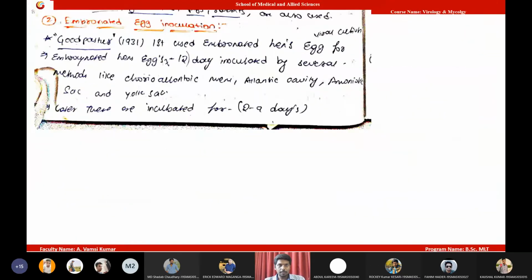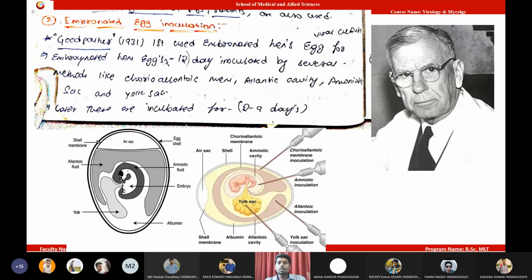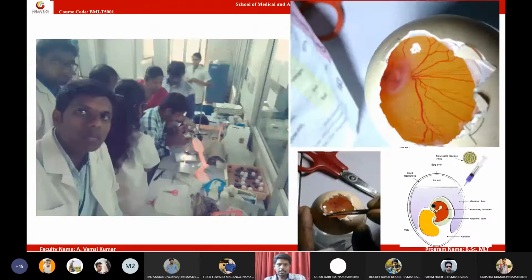So then we got an alternative approach, which is embryonated egg cultures. In the embryonated egg cultures, we can use the embryonated egg as a culture medium for growing the viruses, and various viruses will grow in various locations of the embryonated egg. So now we need to know the basic anatomy of an embryonated egg. Even I myself have worked with the embryonated egg during my masters.